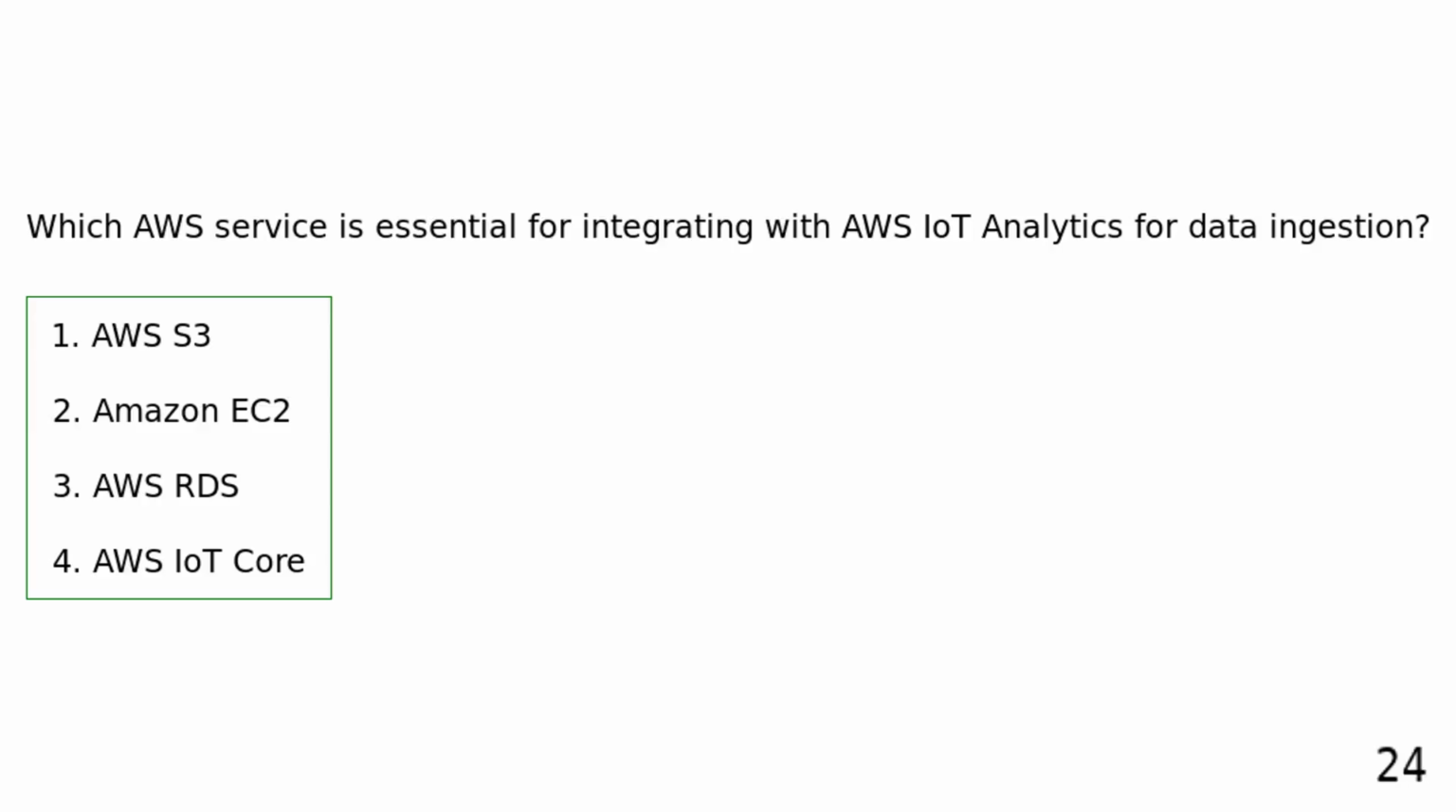Which AWS service is essential for integrating with AWS IoT Analytics for data ingestion? AWS S3. Amazon EC2. AWS RDS. AWS IoT Core.